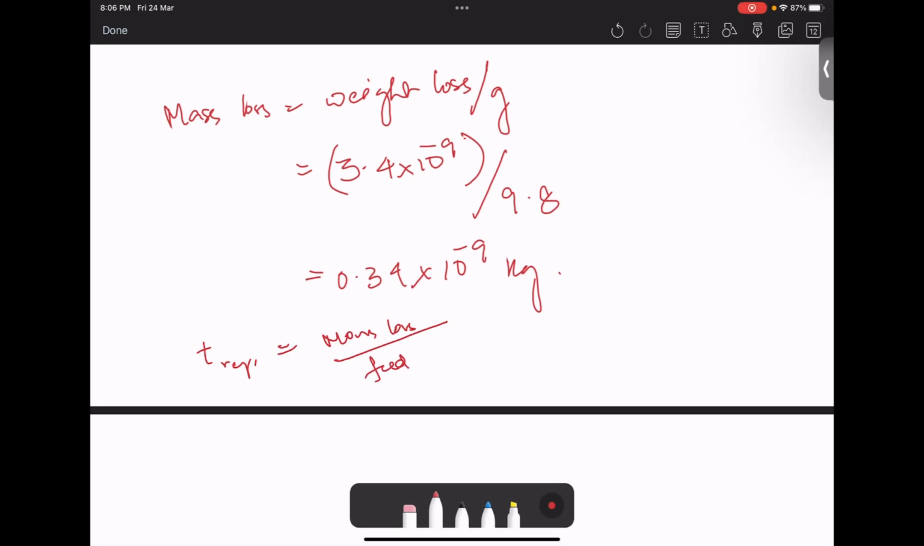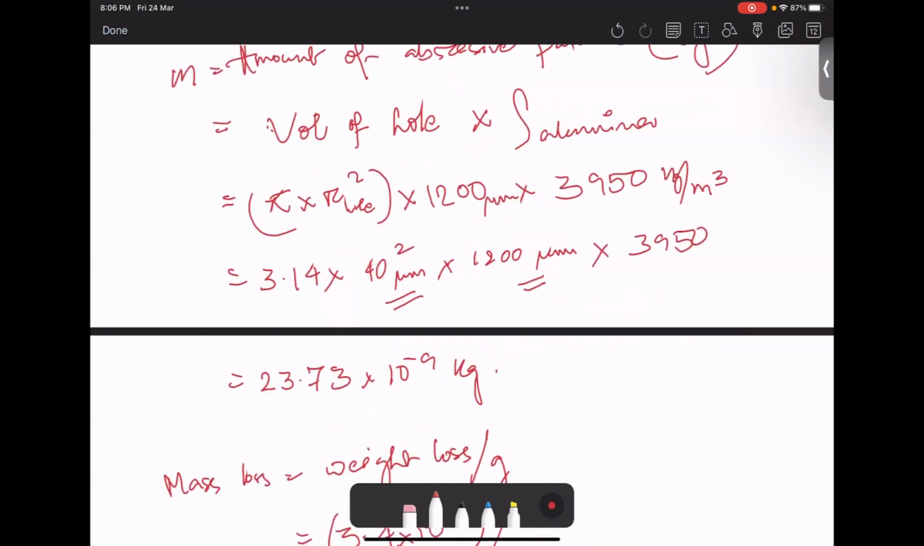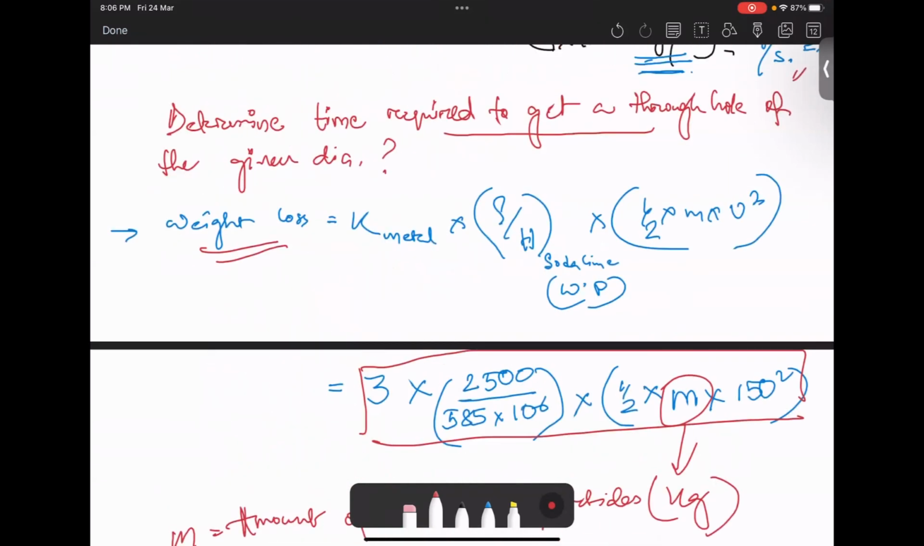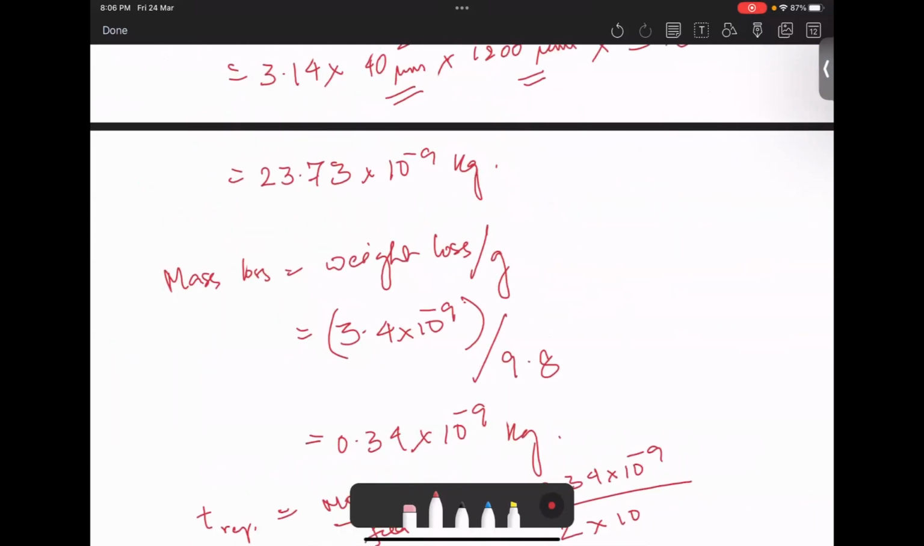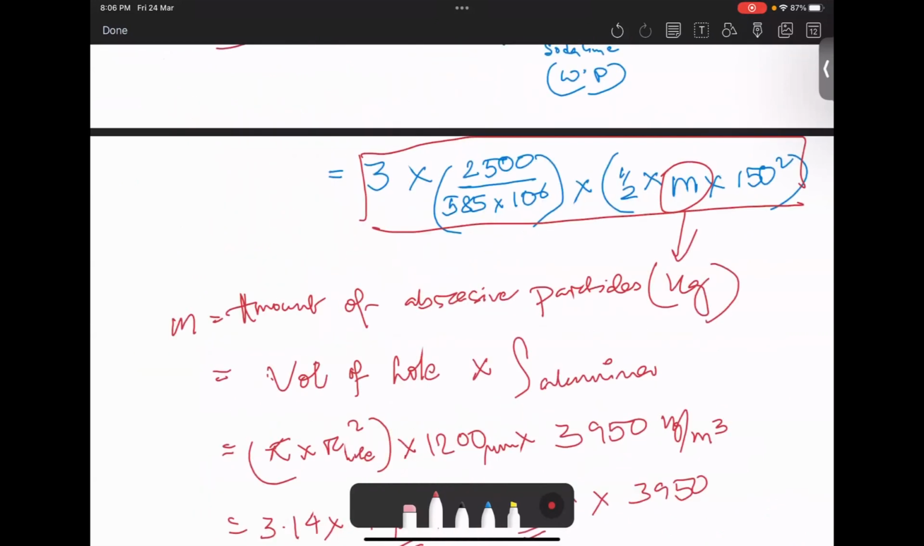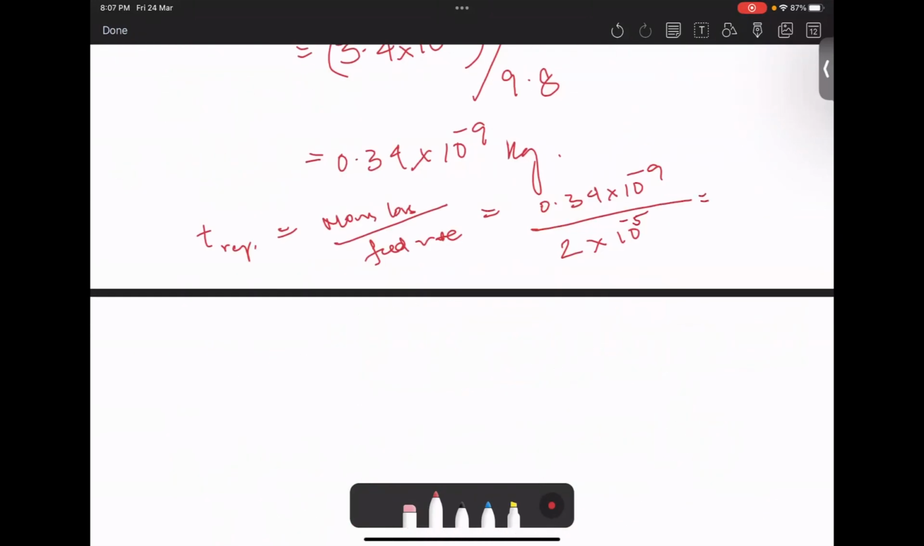your feed rate. Now plugging in the values, you have 0.34 into 10 to the power minus 9 divided by the feed rate, which has been given as 2 into 10 to the power minus 5 kg per second. So your time comes out to be almost equal to 1.74 into 10 to the power minus 5 seconds. You can look at the calculations back home if the concepts are clear.